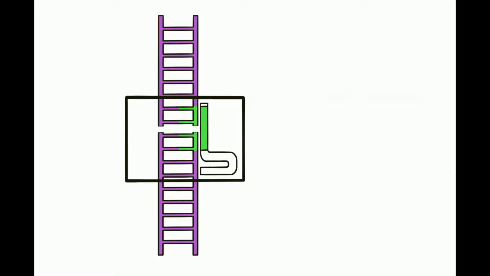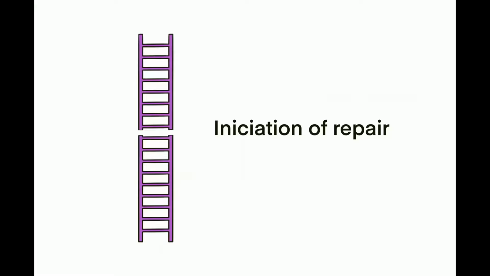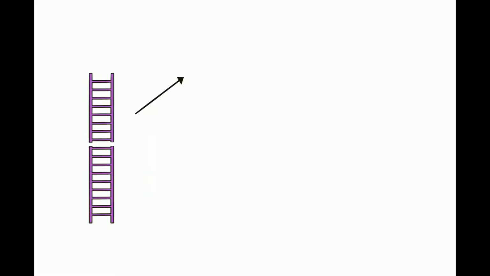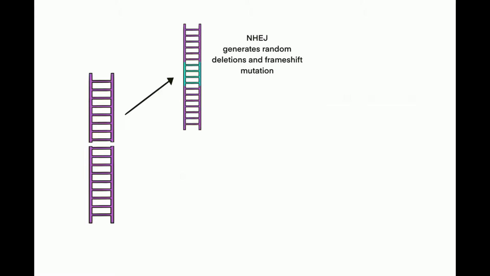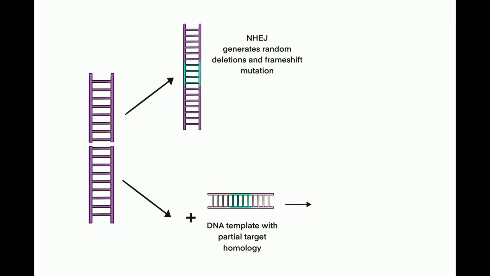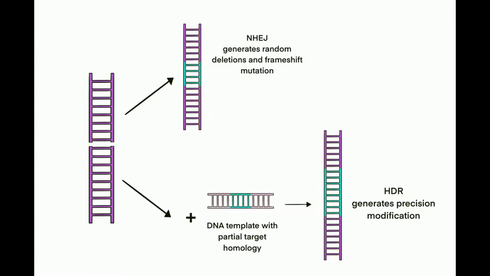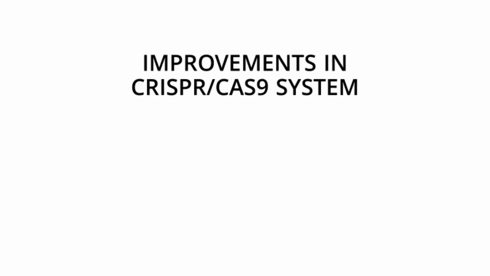Then this damage can be fixed by non-homologous end joining, which often generates random deletions and frameshift mutations, or by homology-directed repair, which can generate precision gene modification using a DNA template with partial target homology. The new techniques that have been developed beyond CRISPR-Cas9 have the objective of improving its efficiency.